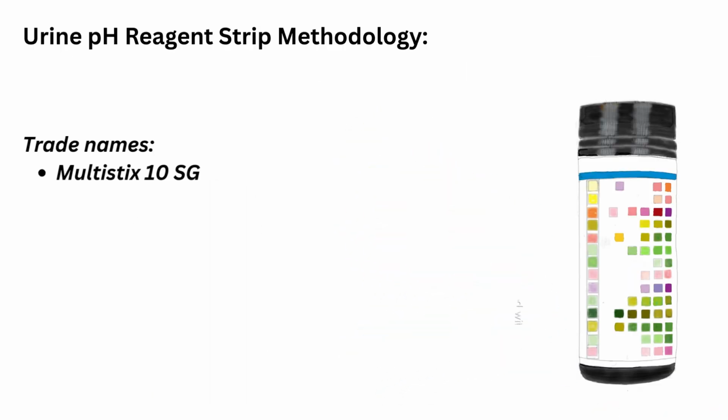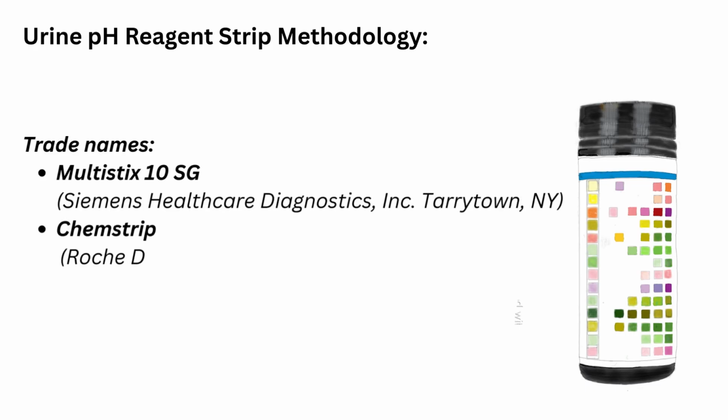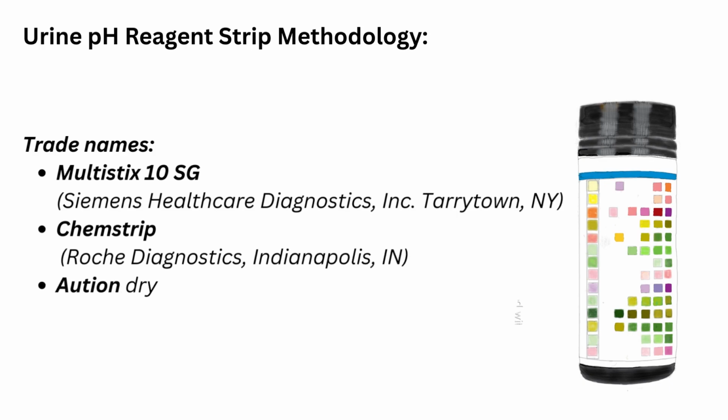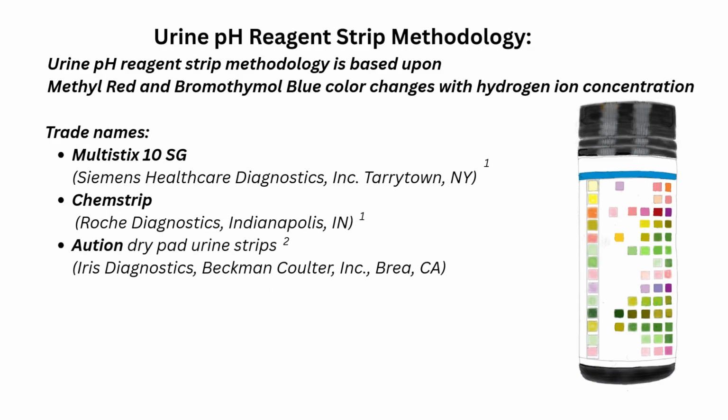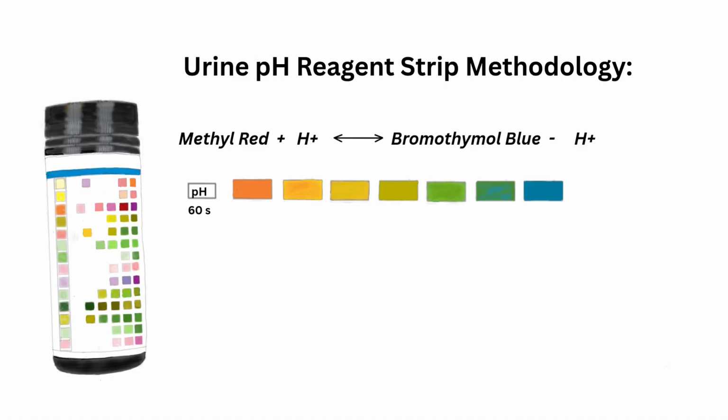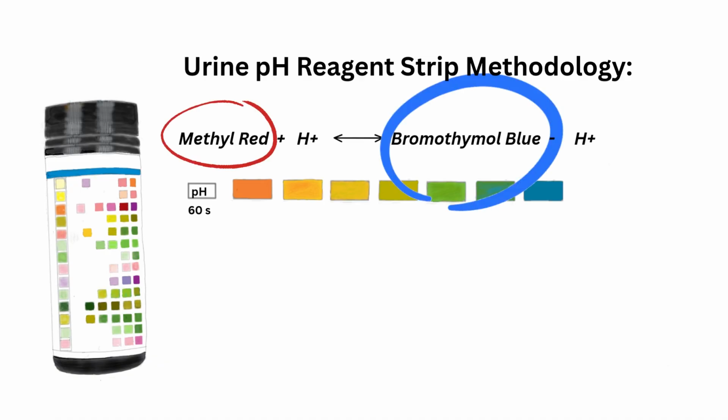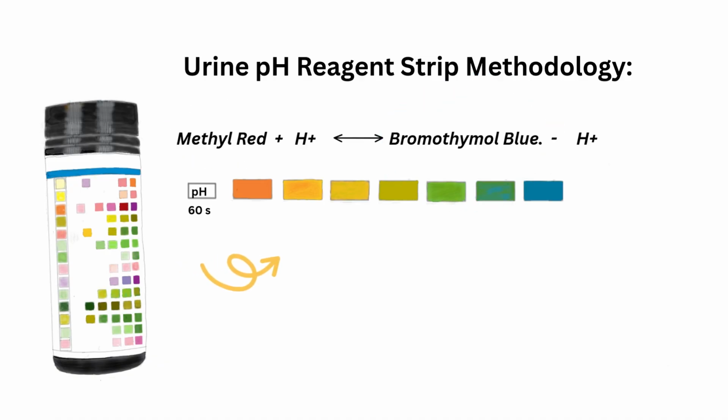Modern urine reagent strips are sold under trade names, including Multistix 10SG by Siemens Healthcare Diagnostics, Chemstrip by Roche Diagnostics, and Aution by Iris Diagnostics, owned by Beckman Coulter Incorporated. Multistix, Chemstrip, and other reagent strips employ methyl red and bromothymol blue methodology.